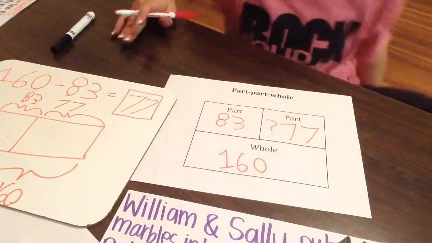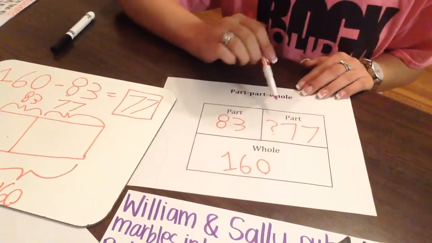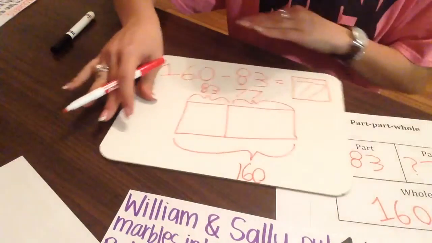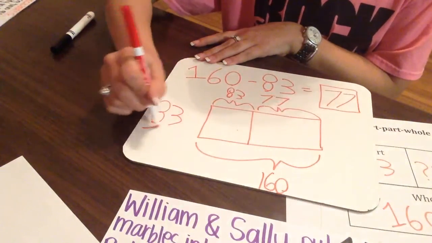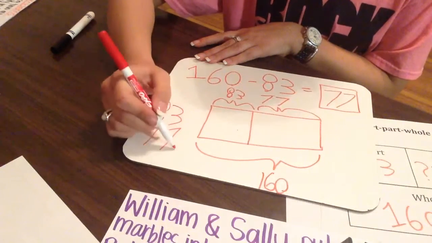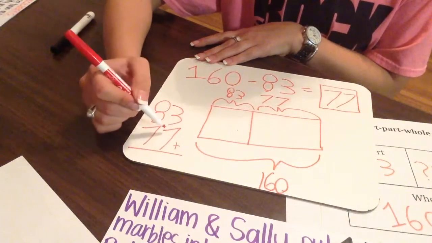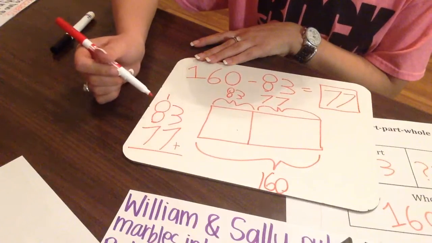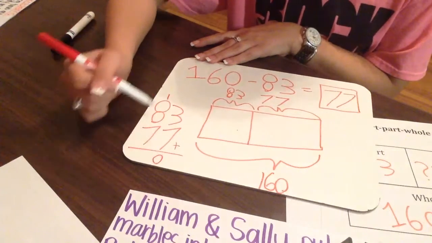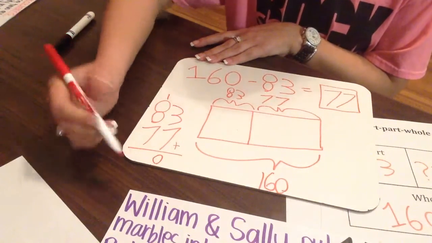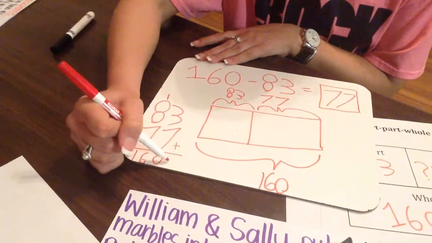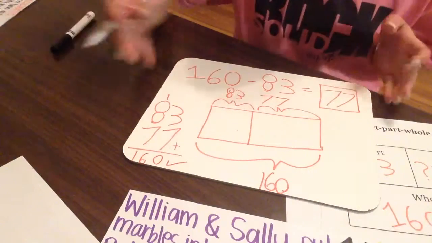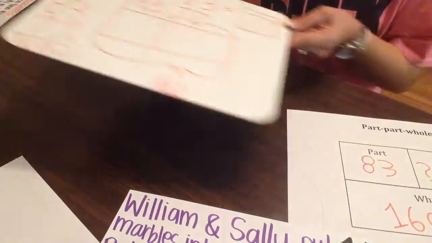In order to figure out if we got this correctly, let's check our math. 83 plus 77. 7 plus 3 is 10. 8 plus 1 plus 7 is 16. So we know our answer is correct. Now let's look at another problem.